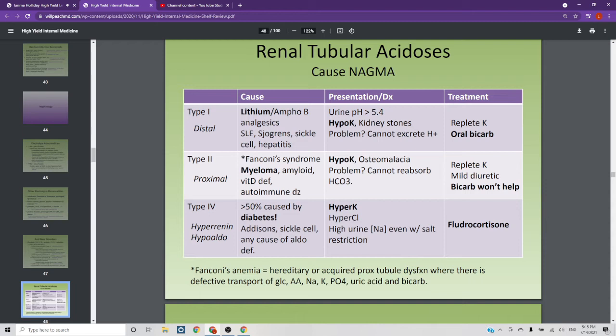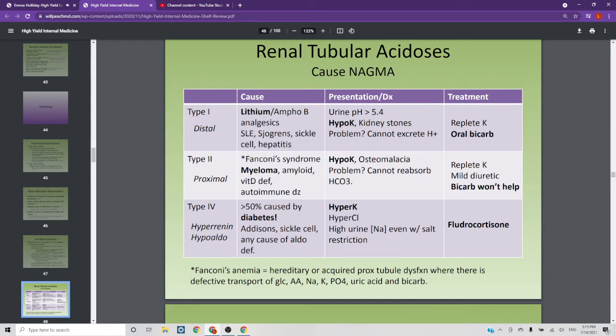That's in contrast to type 2 that we'll talk about right now. So type 2 is proximal. The most common cause that I've seen in clinical vignettes is multiple myeloma. And it's also hypokalemic on presentation. But the problem is they can't reabsorb bicarb. So giving bicarbonate doesn't solve the problem here, because our problem in pathogenesis is we can't reabsorb it. So here, we just give a mild diuretic and replete the potassium.